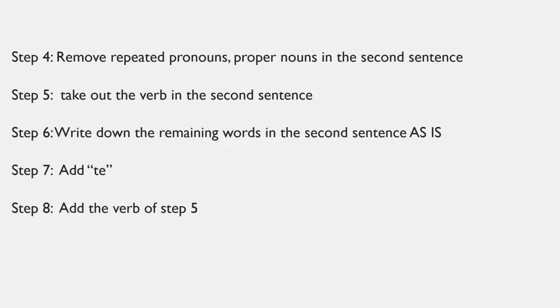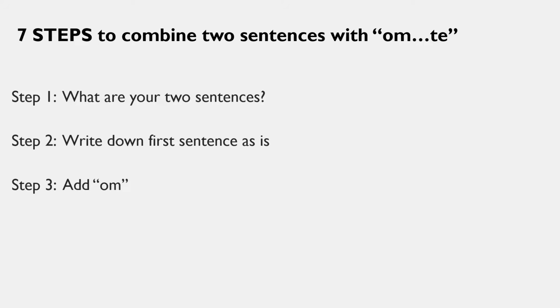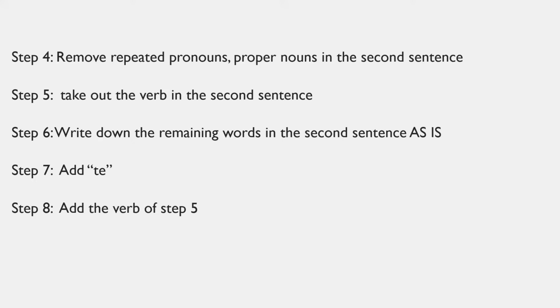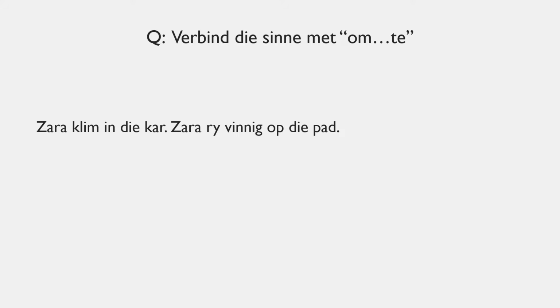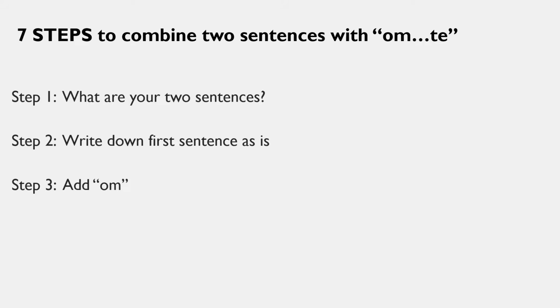Alright, so let's see. As usual, I have my steps, exactly how you should be writing your sentences when the questions ask you to combine two sentences with om...te. We'll look at an example question. So for example, Zara klim in die kar, Zara ry vinnig op die pad, right? And the question would be something like, verbind. Now I've got an 8-step foolproof method for you guys that will get you full marks every single time. As usual, I start with a background step, where you have to start thinking about your answer. So step 1, look at your two sentences, read them.